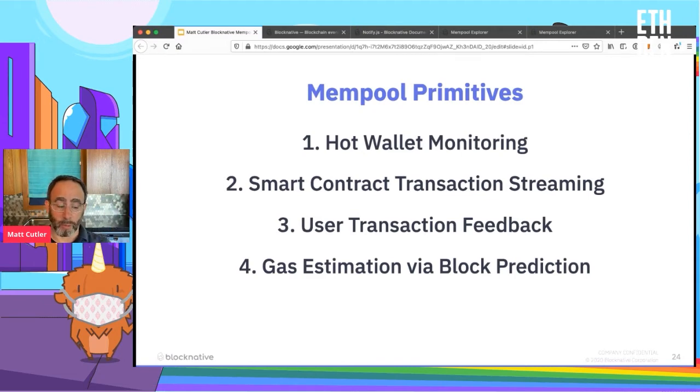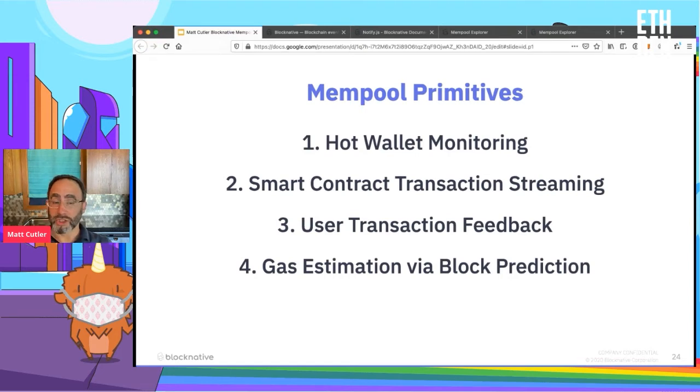And so we're working very hard on these capabilities, and there's more coming out pretty soon. But that's what we'll be using just to sort of illustrate a lot of these concepts. Now, the 4 primitives I'm going to go through is hot wallet monitoring, which is a one-on-one thing. Any user out there can do this, monitor your own hot wallet.